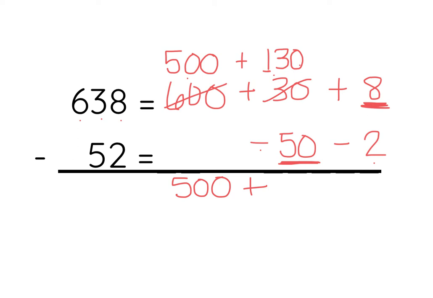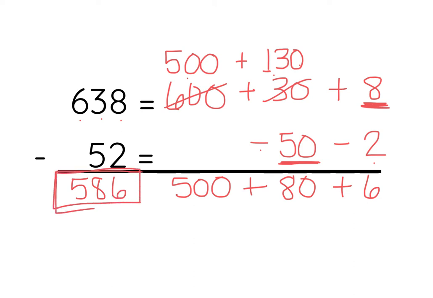130 minus 50 equals 80. 8 minus 2 equals 6. So 586. Remember at the start we said it was going to be in the high 500s. So nice job.